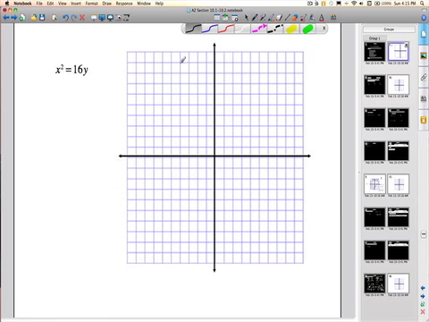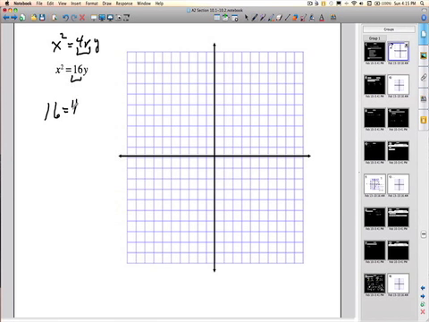Okay, so again, I know that x squared is equal to 4py. That means that the 4p is equal to 16. Right? I also know that this is going to be a vertically oriented parabola because x is what's being squared. So to find p, 16 is equal to 4p, so p is equal to 4, which we already did. We know that our center, which in this case is also our vertex, is at 0, 0. So I'm going to move up 4, 1, 2, 3, 4, to find my focus.